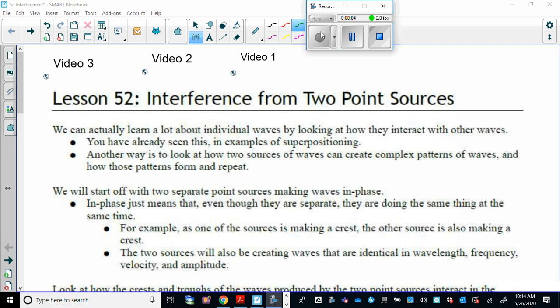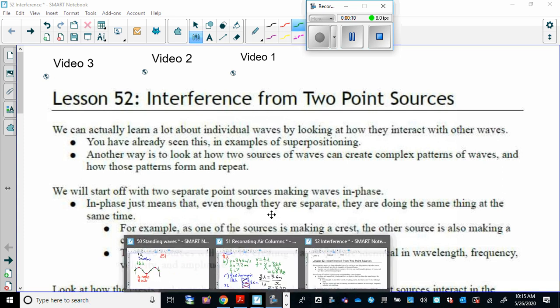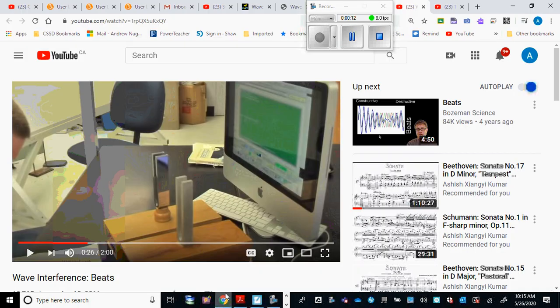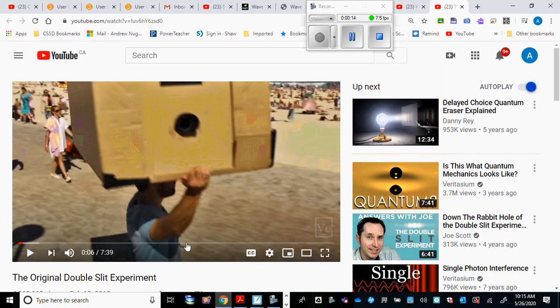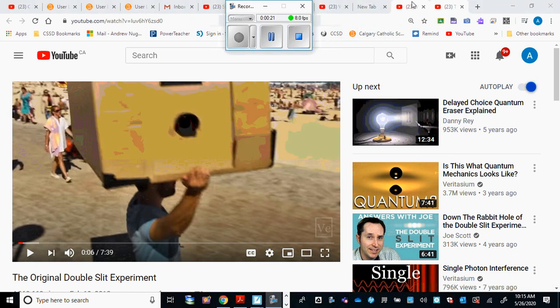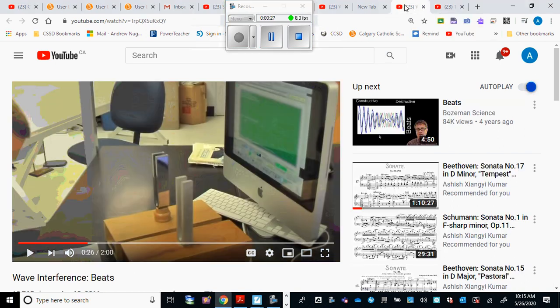Lesson 52, interference from two-point sources. Yet again, I recommend you go to YouTube and watch some of these videos. There's a really cool one that we watch in Physics 30 also. It's called the original double slit experiment. Very important for Physics 20 and more important for Physics 30. So if you're taking Physics 30, watch this video. You'll see it again in Physics 30, but you'll understand it better.